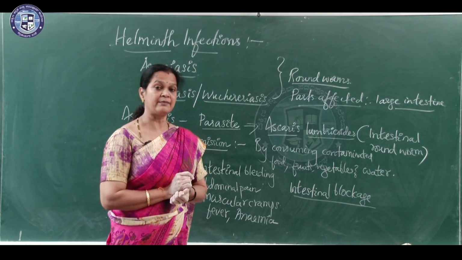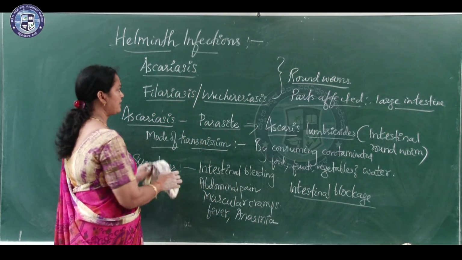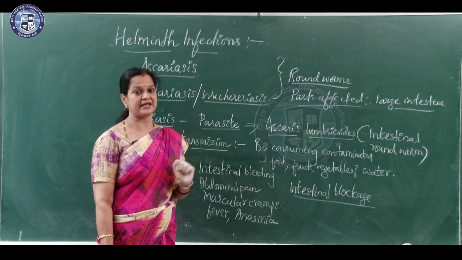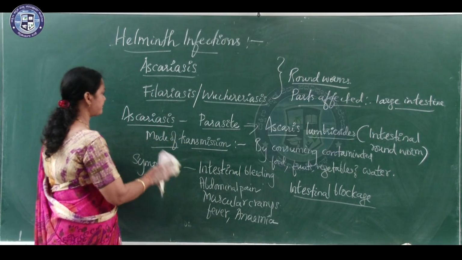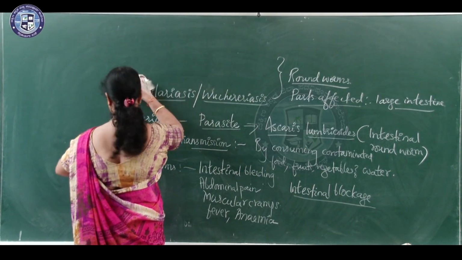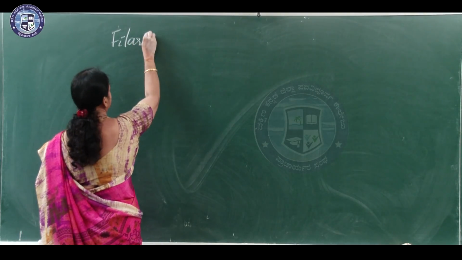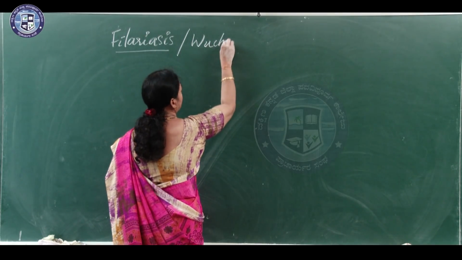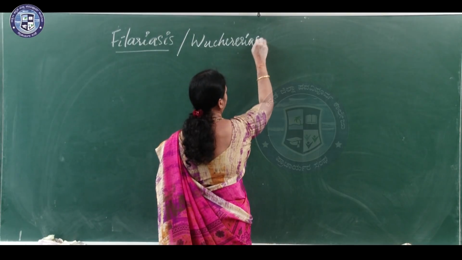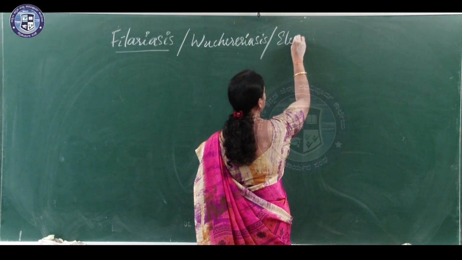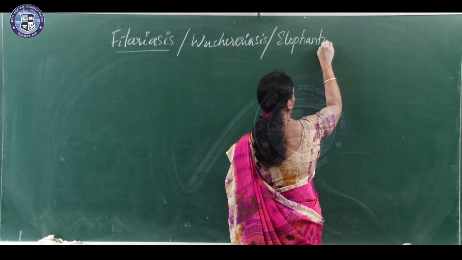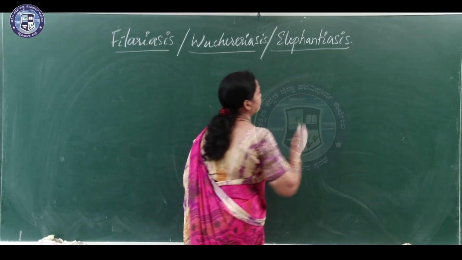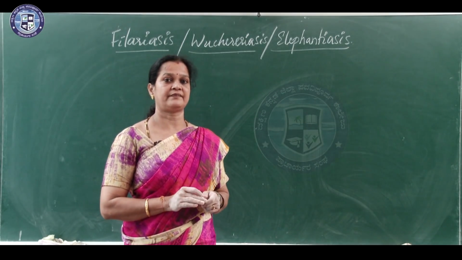Then another helminth infection. Another helminth infection is filariasis or Wuchereriasis. Filariasis or Wuchereriasis, also known as elephantiasis. ಆನೆಕಾಲು ರೋಗ ಅಂತ ಹೇಳ್ತಾರೆ. Okay.